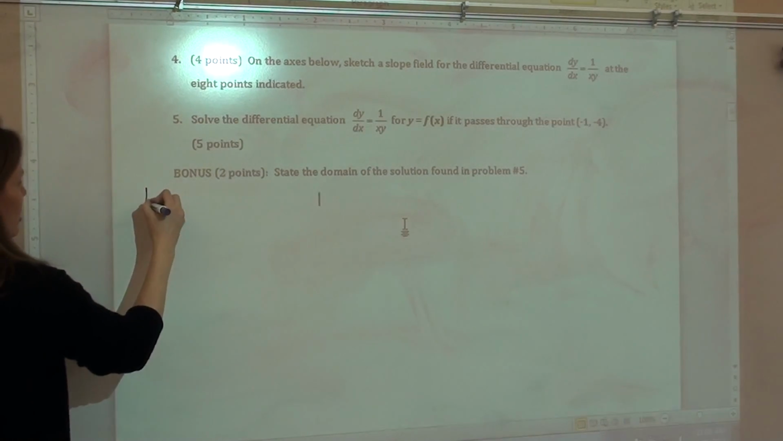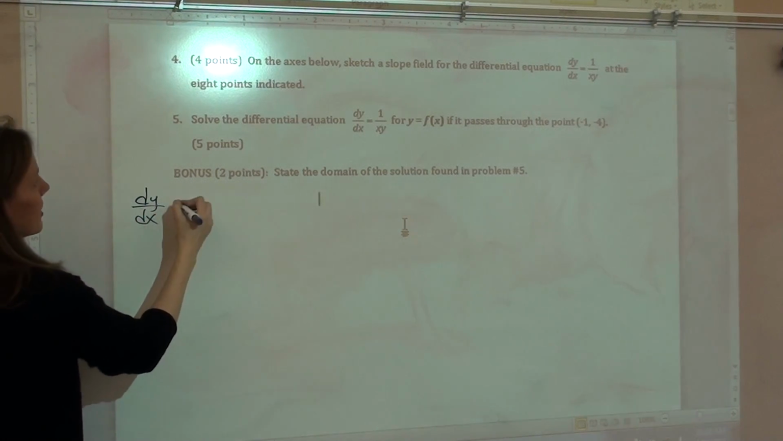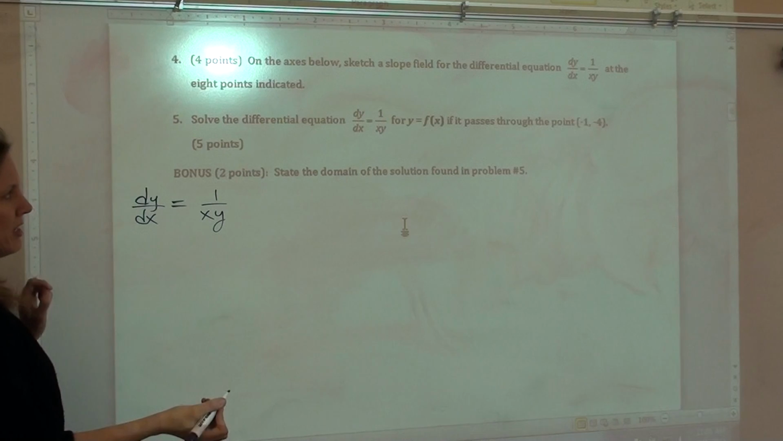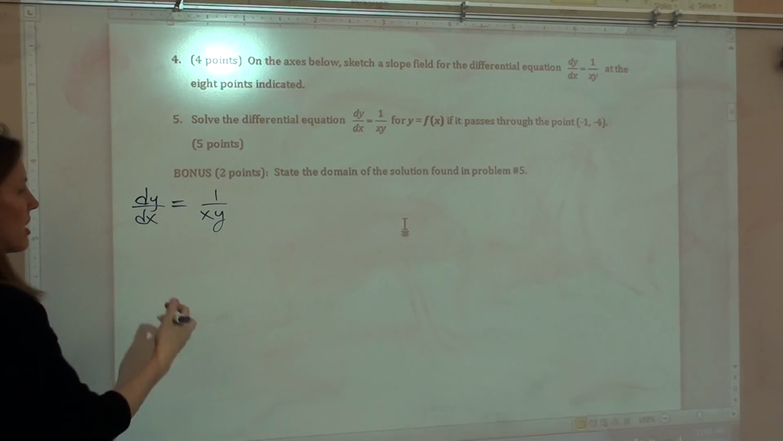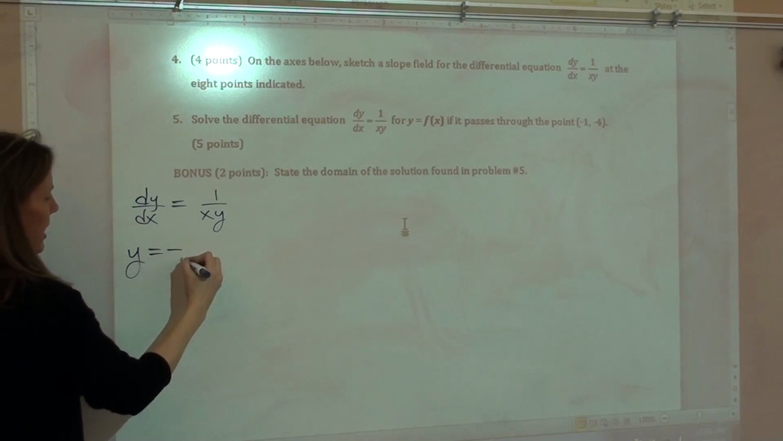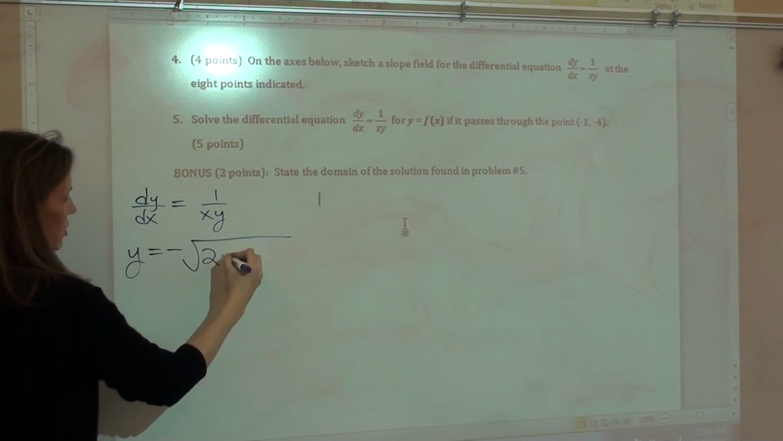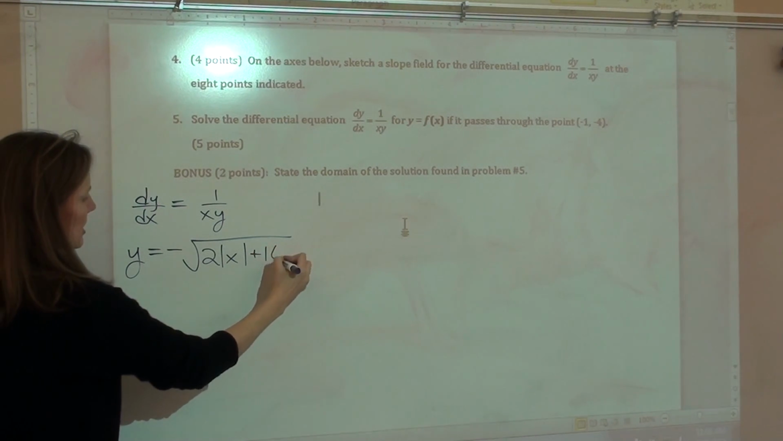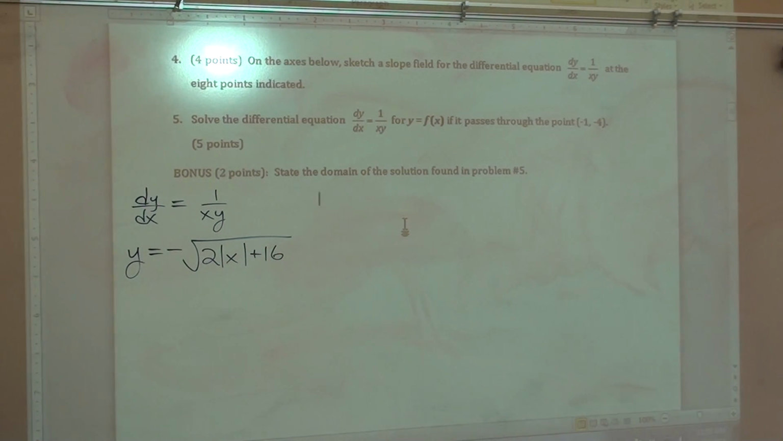We had an equation, dy/dx equals 1 over xy. And then we had a solution. There were different solutions based on which version you had. But for this one, the solution was y equals negative the square root of 2 ln absolute value x plus 16.